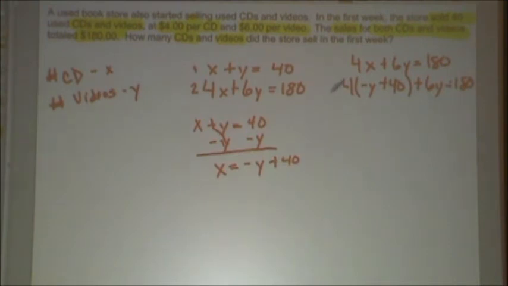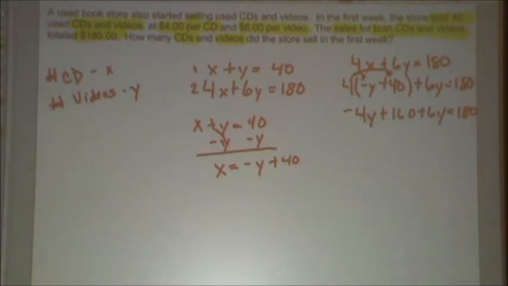And then I'm going to distribute. So my ketchup goes on my cheeseburger. 4 times a negative Y is negative 4Y. And then I need to also put it on my French fries. 4 times a positive 40 is a positive 160 plus this 6Y equals 180.